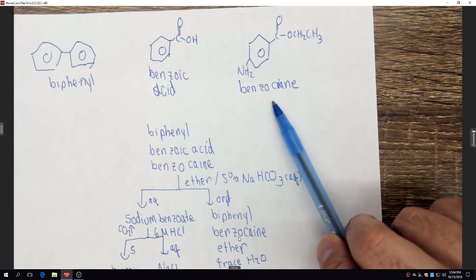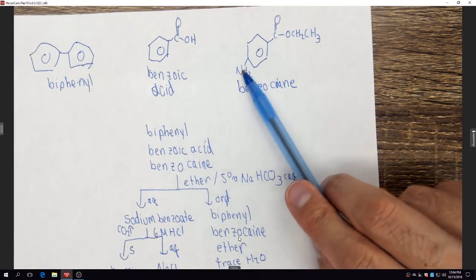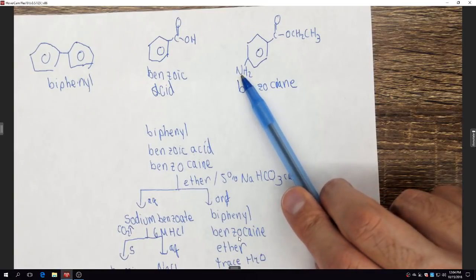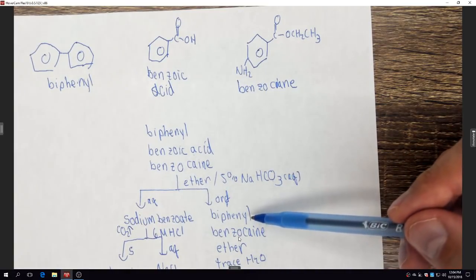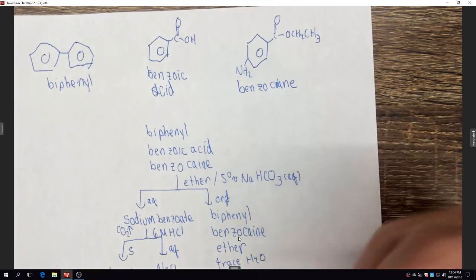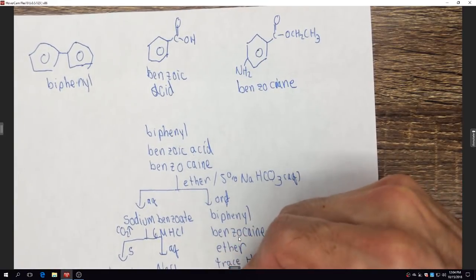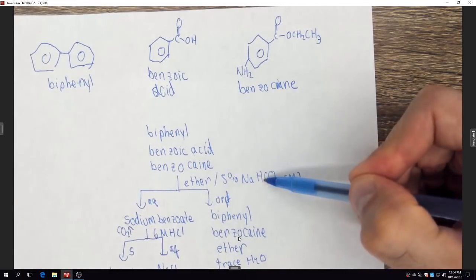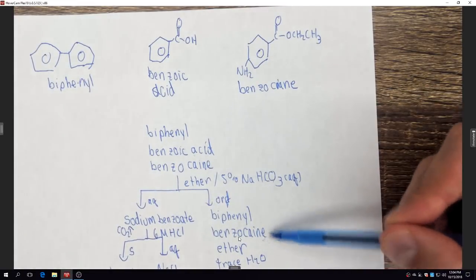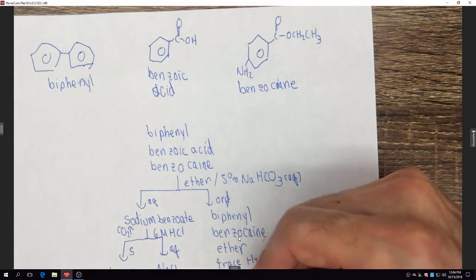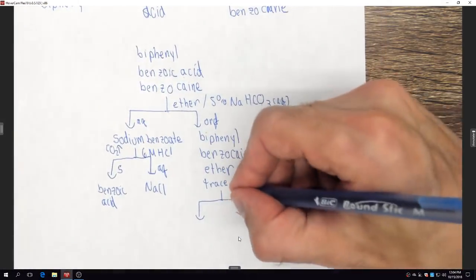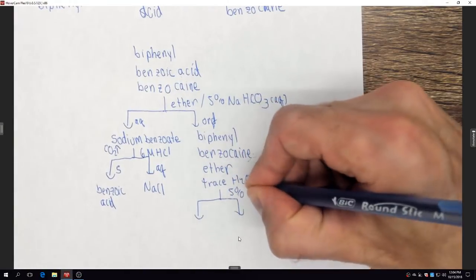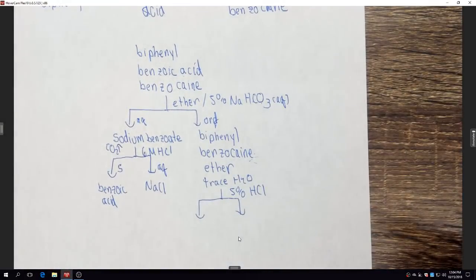Bases can be recognized by which functional group? The amine functional group, the NH2. So, if we want to separate biphenyl from benzocaine, if we used a base to separate the acid out, what do you think we might use to separate the base out? An acid. And in our case, sorry, I'm off the screen, we're going to use, I believe, 5% HCl. So let's take a look at what that looks like.